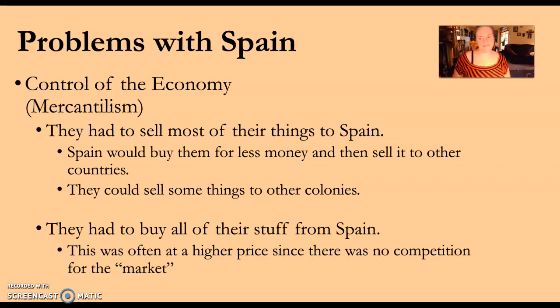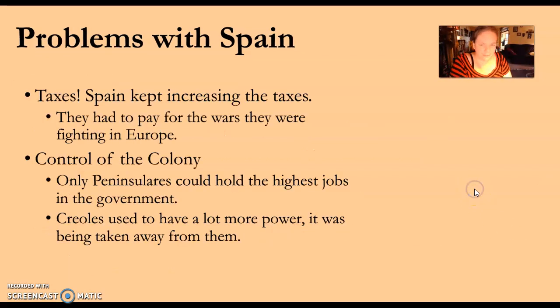And Spain would buy that stuff for less money and then sell it to other countries with a huge upsell. They could sell some things to other colonies like the Philippines, like I just mentioned. They also had to buy all of their stuff from Spain, no matter how much cheaper or faster it would be to get it from other closer countries. No deal, Spain only. And this was often at a higher price since there's no competition. This is a complete monopoly.